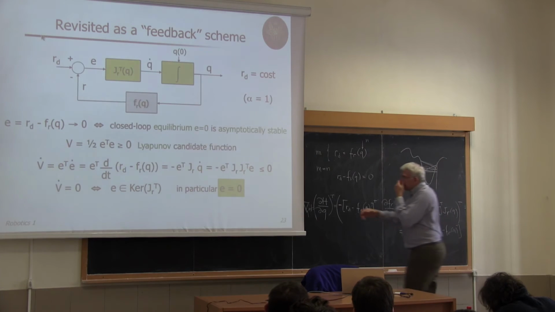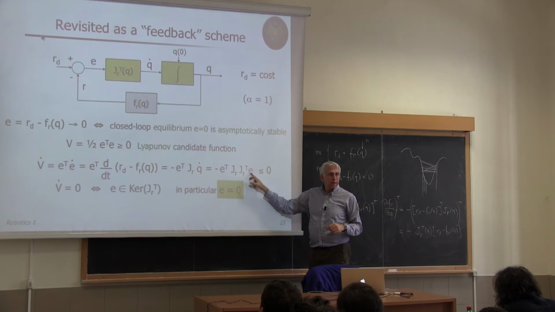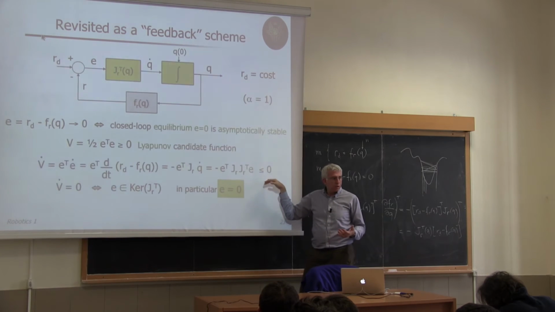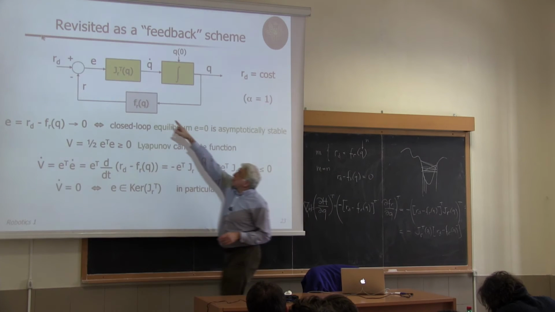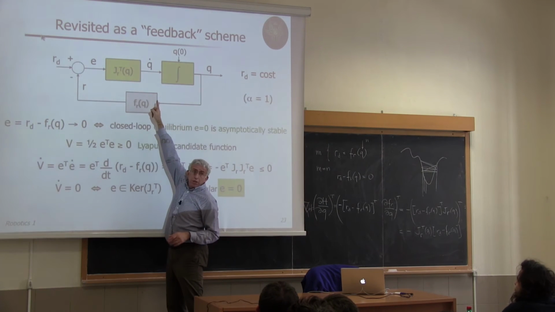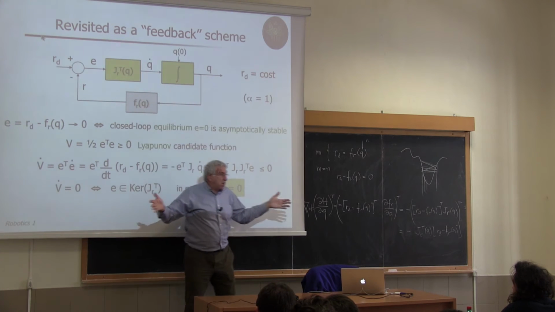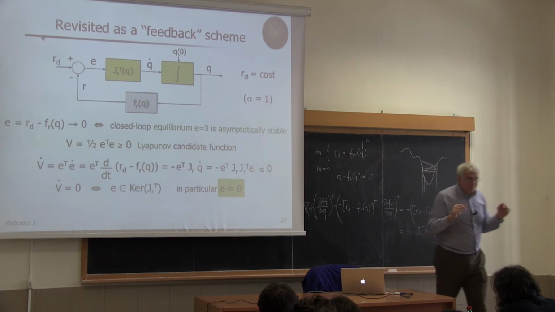Because what happens? Suppose that E is different from 0, but J transpose of E is 0. This means that V dot is equal to 0, so it stops there. And in fact, J transpose E generates Q dot equal to 0, even if the error is different from 0. So we get stuck in some configuration which is not a solution.